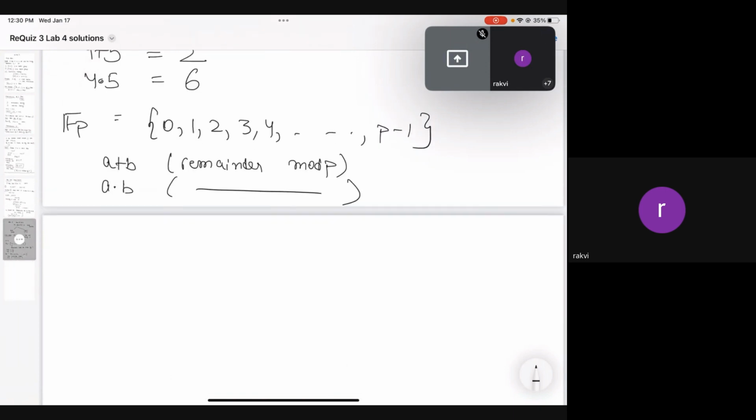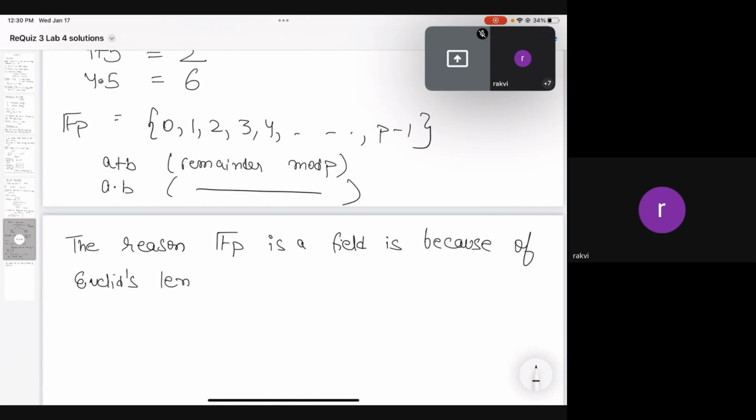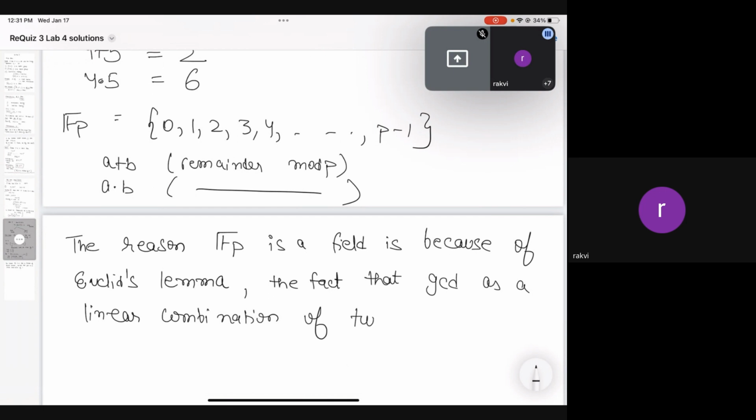Now, why is this a field? So let me just write it down. The reason Fp is a field is because of Euclid's lemma, the fact that you can write GCD as a linear combination of two integers.